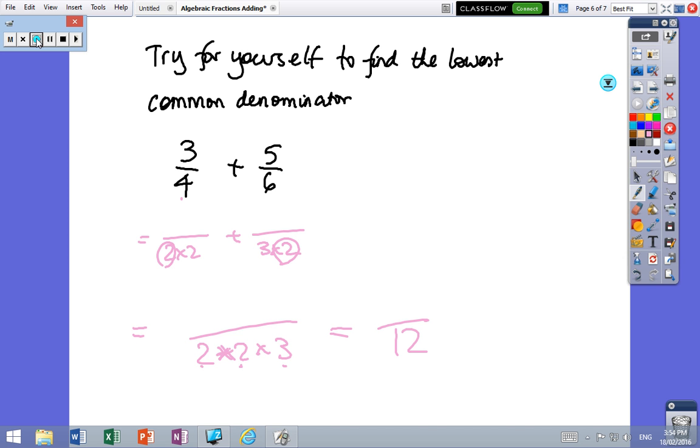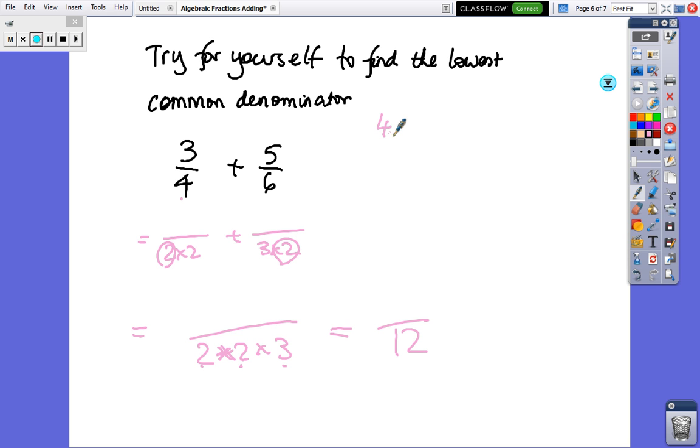So if you didn't like that way of getting the 12, then obviously 4, 8, 12, 16 are the multiples, and then 6, 12, 18 are the multiples, and there's your 12 as the lowest common denominator. Okay, so in my method, there's 2 2's, there's 2 2's, so we need 3.